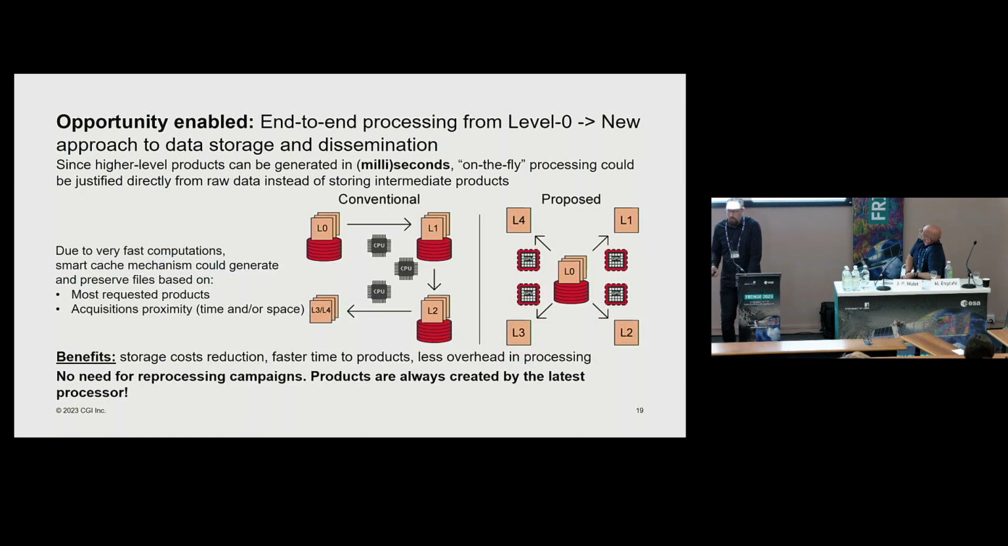So you would save on storage costs, you would get very fast time to products, less overhead in processing, and you wouldn't need any reprocessing campaigns at all because you would generate the products always from level 0. We think that the GPU technology can make this really possible.